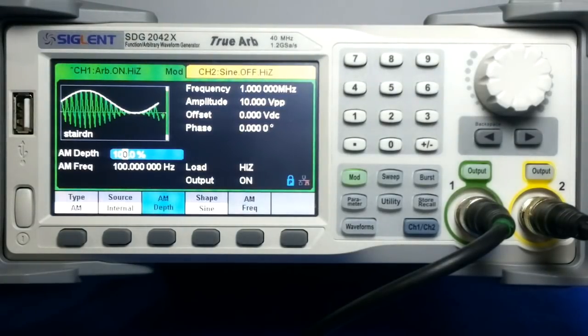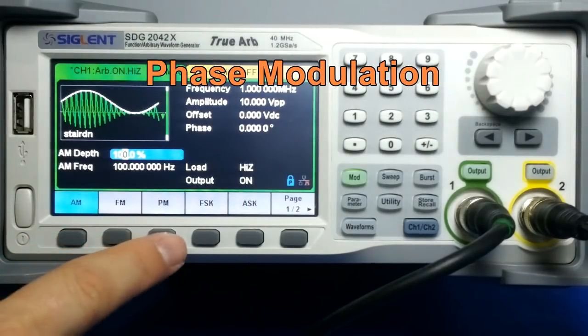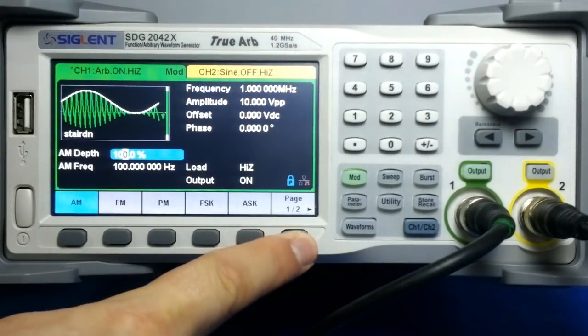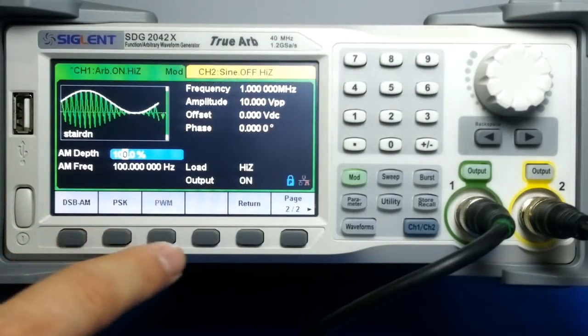The capability to modulate frequencies: AM, FM, PM, FSK, ASK, DSB-AM, PSK, and pulse width could be done with the two function generators.